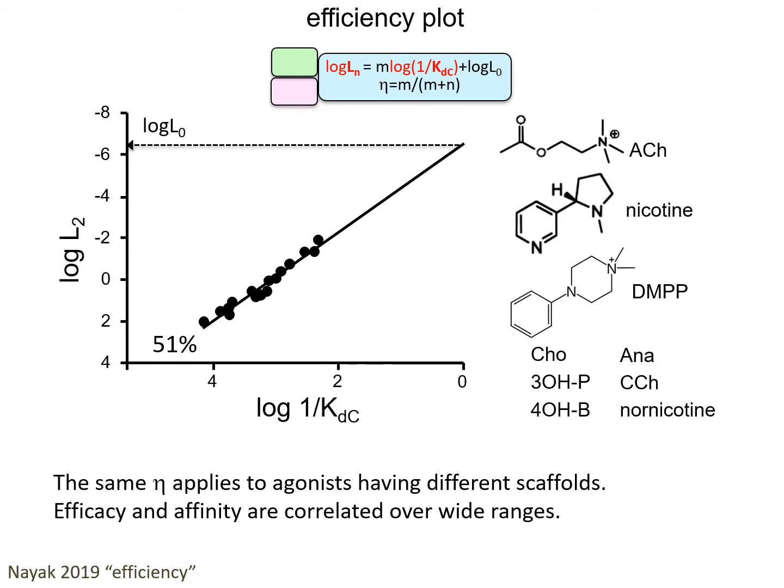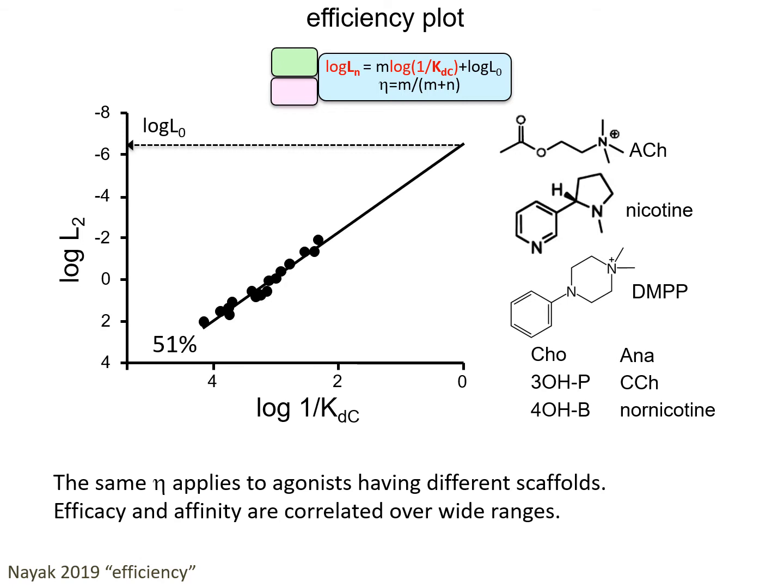But all of the agonists to the right have the same efficiency, which is 51%. That's from the slope of that line. So the same efficiency applies to agonists having different scaffolds. Acetylcholine, nicotine, and DMPP all have different scaffolds, but they all fall on the same line. They all have a 51% efficiency, as do the other agonists listed below.